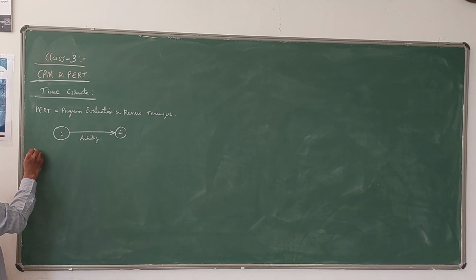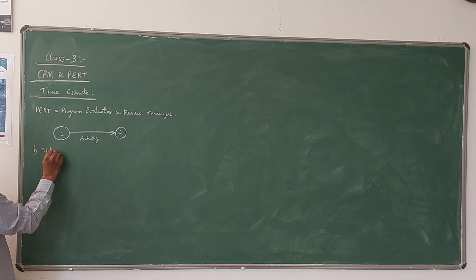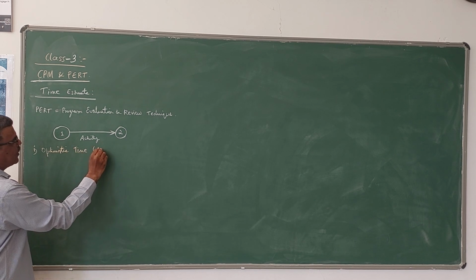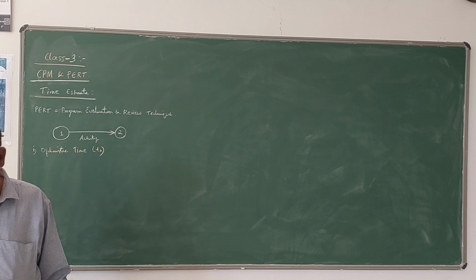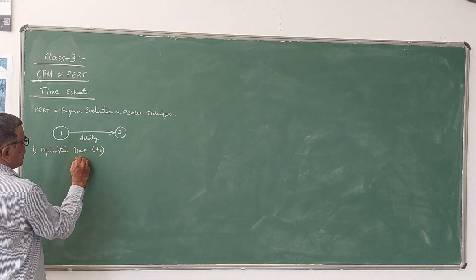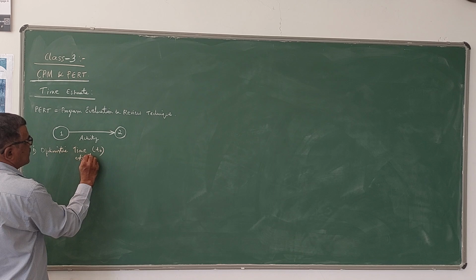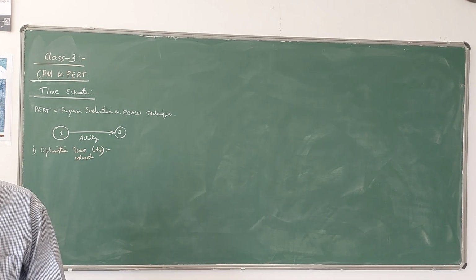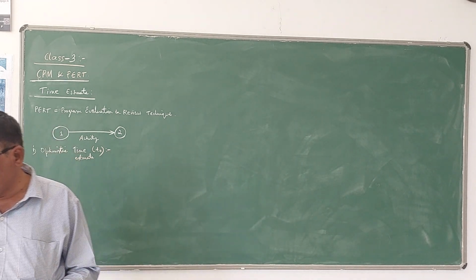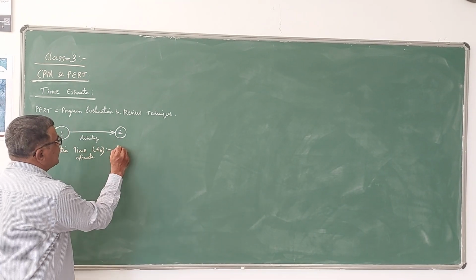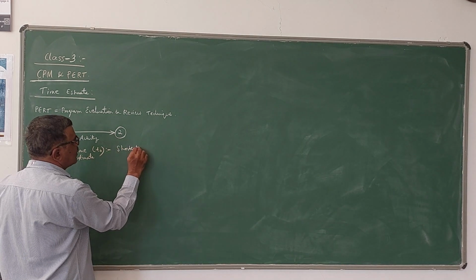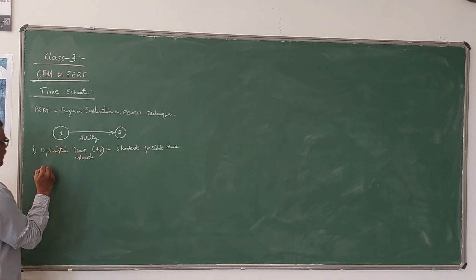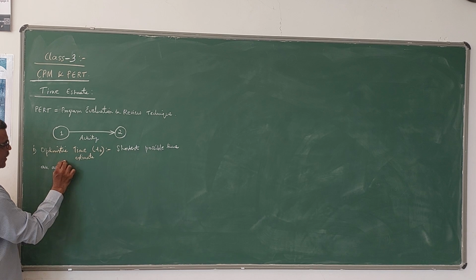The first one is the optimistic time. Optimistic time, denoted by TO, is the optimistic time estimate. Actually, optimistic time is the minimum time or the shortest possible time in which an activity can be completed under ideal conditions.